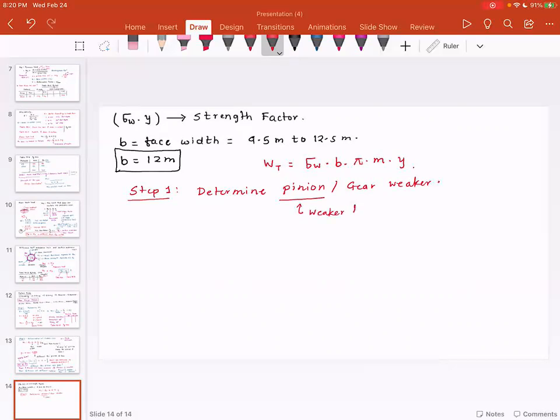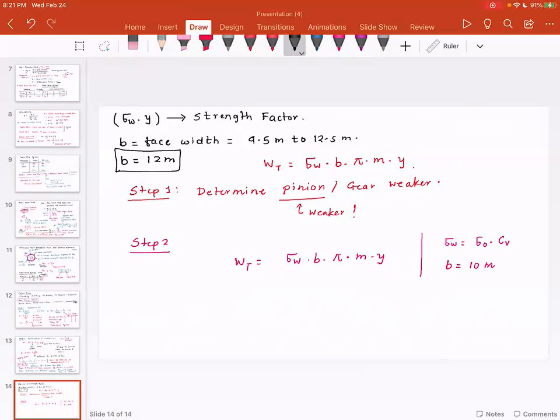So let's assume that pinion is weaker. Then what we do, in step 2, is WT is equal to sigma W times B pi M times Y. In this equation, we substitute sigma W is equal to sigma O multiplied by the velocity factor, and we substitute B is equal to, I'm just taking a number here, 10 times M.